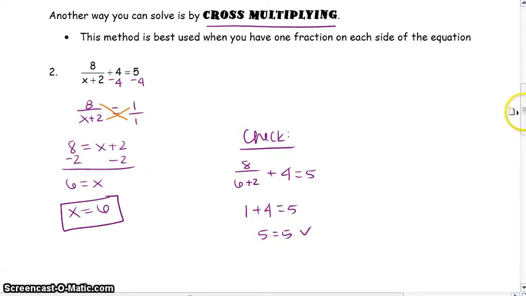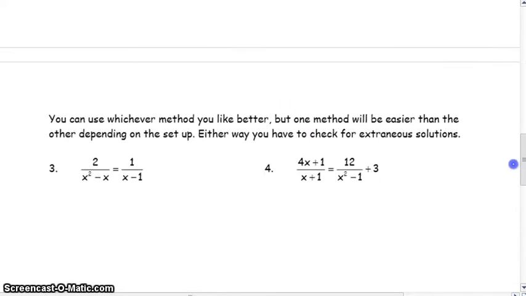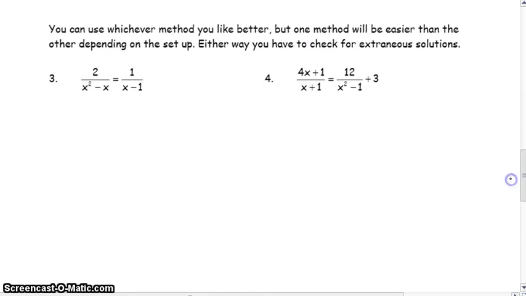You need to flip the page over, and using these next couple problems, you can use whichever method you like better, but one method will be easier than the other depending on the setup. And either way, you have to check for extraneous solutions. So that's what I was talking about before. On our first page, we always have to check to make sure our solutions work, because sometimes we may get an answer that won't work.